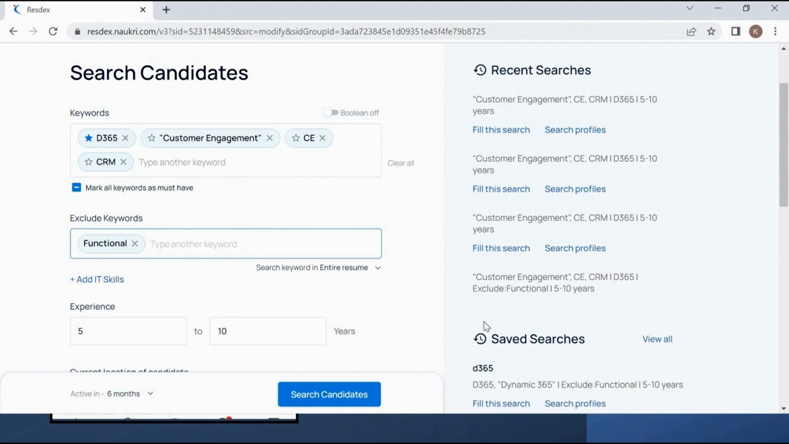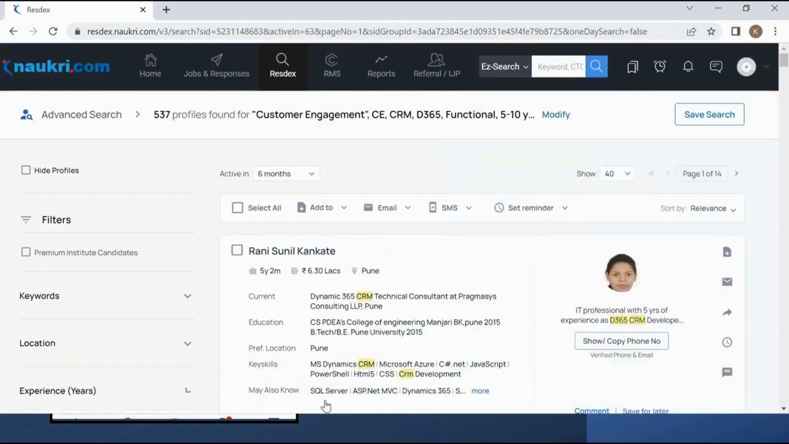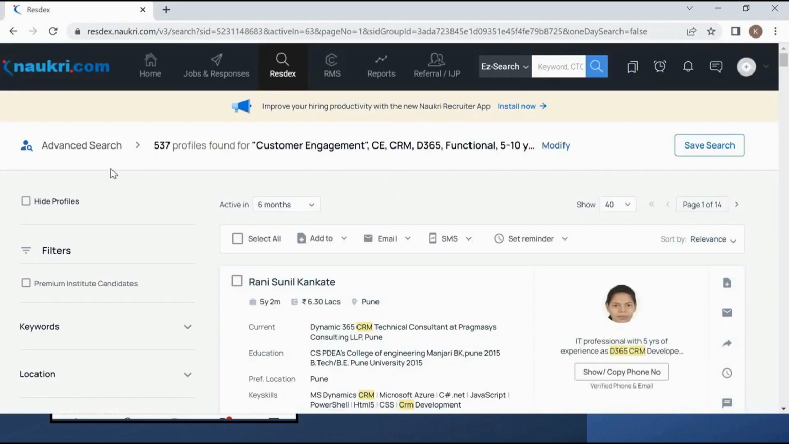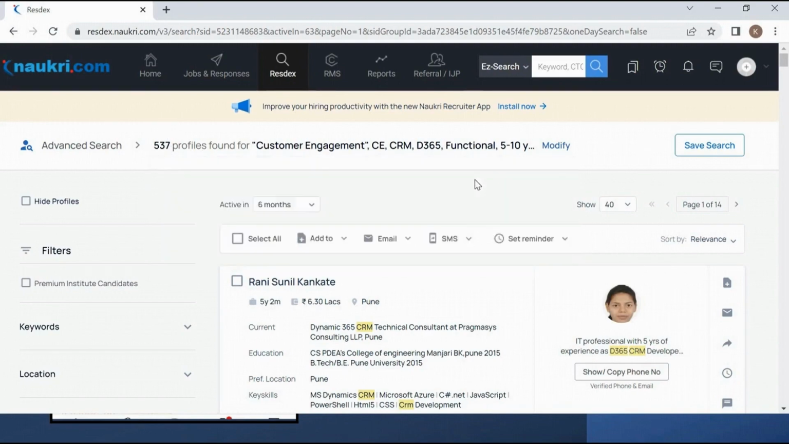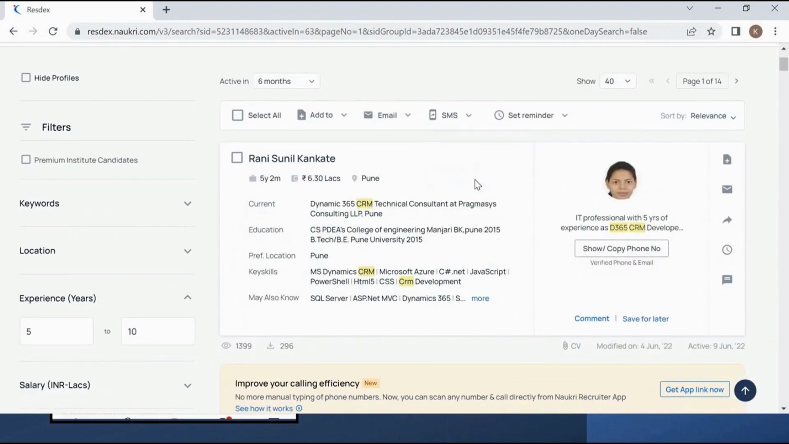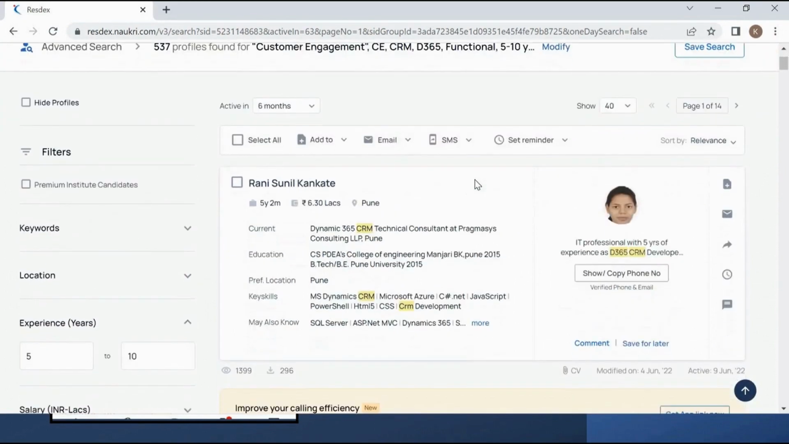Okay. Let me click on this search candidate. Once I click on this option, now look, I have got 537 resumes. Earlier it was 1500 something, 1587. Now it is 537. My resume quantity has been reduced, but these are relevant resumes. In every resume you will find developer people, technical people, but functional guys are not there.